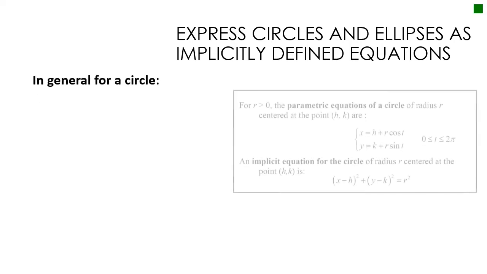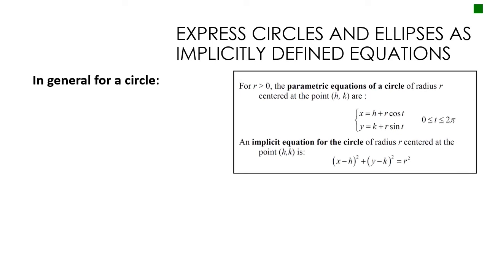So we can express circles and ellipses as implicitly defined equations. So in general, for a circle, the parametric equations of a circle is this, and then the implicit equation is this. So again, the difference between parametric and implicit. So parametric is where you have formulas for both the x and the y. Implicit is where we're only dealing with these x and y values. Okay?